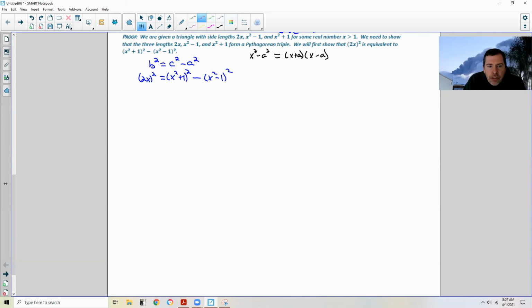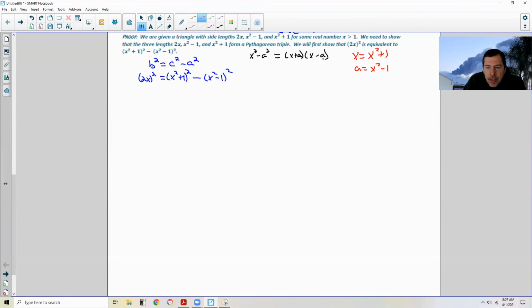So first of all, just to make things less confusing, if this is x squared minus a squared, then in this format, x plus a, x minus a, x is going to equal x squared plus 1, and a is going to equal x squared minus 1.